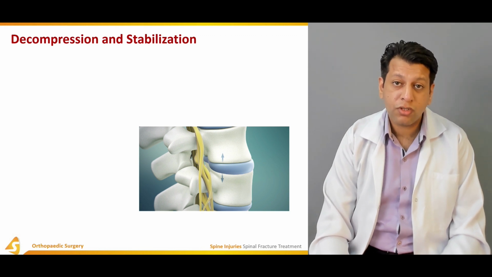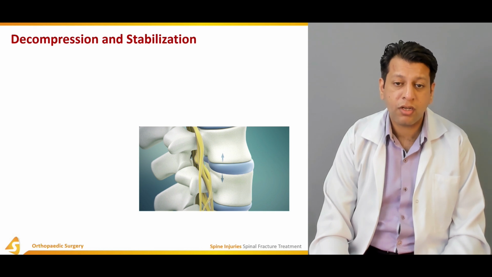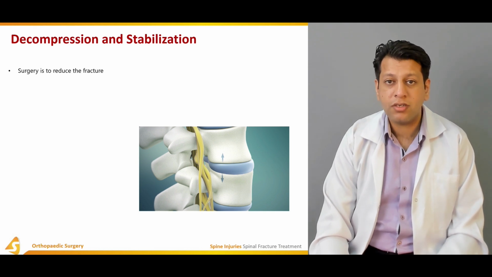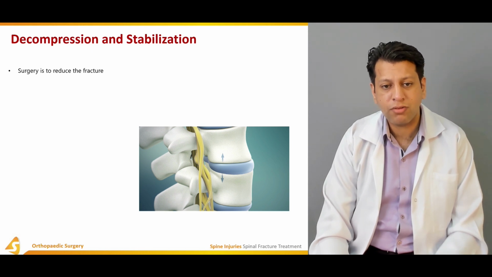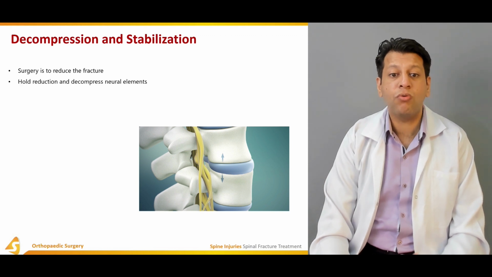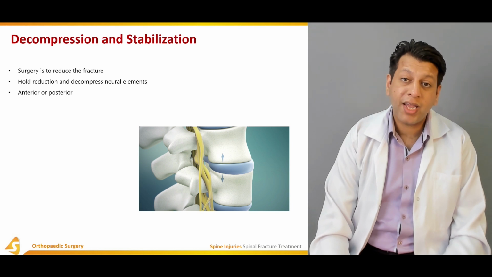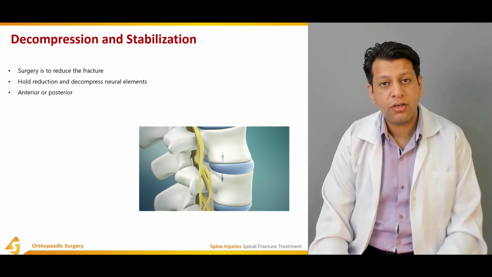We need to make sure that all the osseous elements are out of the vertebral canal, and then we need to stabilize it so that these osseous elements, the fracture fragments, do not come back into the canal. So the surgery is to reduce the fracture, then hold reduction and decompress the neural elements. It could be either anterior or posterior.